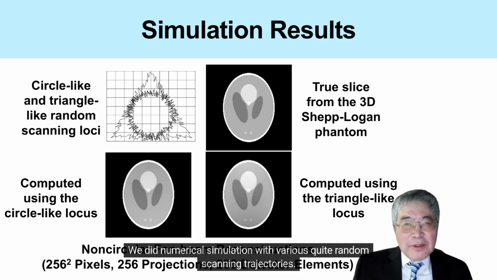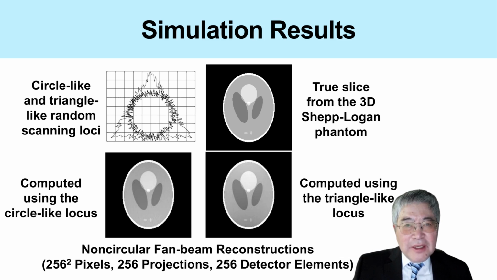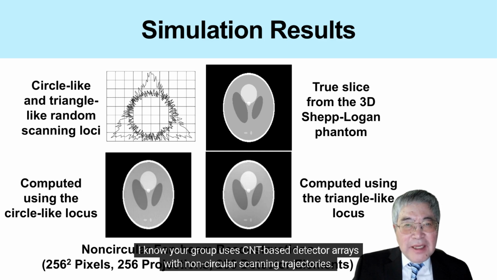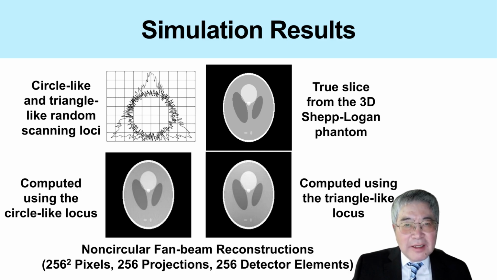We did numerical simulation with various quite random scanning trajectories. Our extended fan beam formula consistently produced excellent reconstruction results. I know your group uses CNT-based detector arrays with non-circular scanning trajectories. Please stay assured that this non-circular fan beam formula works well in practice, although it is not theoretically exact.